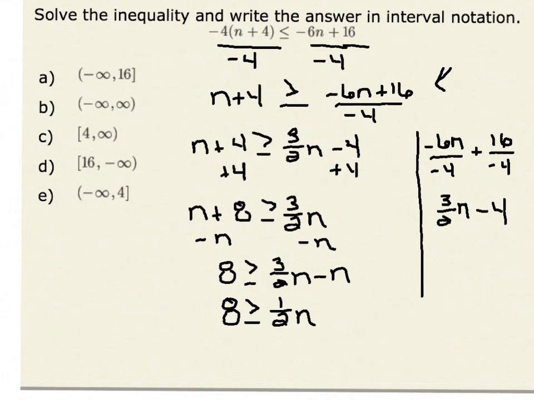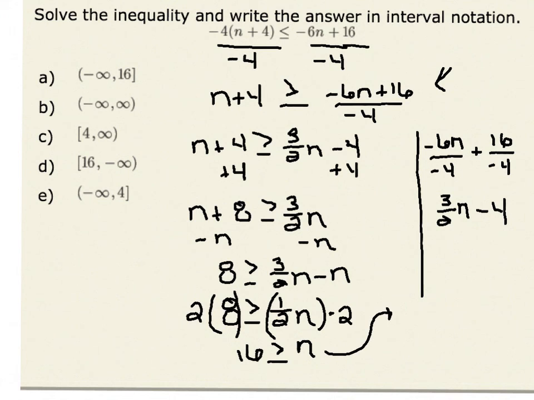In order to isolate my variable n, I could multiply both sides by 2. 1/2 times 2 is 1, so this tells me that n is less than or equal to 8 times 2, which is 16. I could rewrite this as n is less than or equal to 16, which is the same as the solution before. Now all I have to do is translate this into interval notation. I know that n is less than or equal to 16, so my interval notation would go from negative infinity all the way up to and including 16.